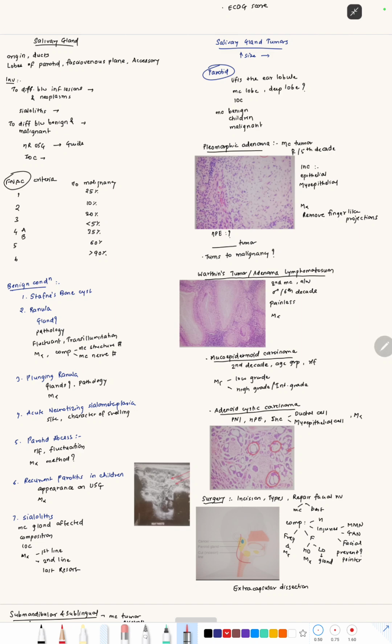If not, then second line management, that is called the duct slitting, is done. The final resort is going to be the excision of the gland. Then the next is salivary gland tumors.